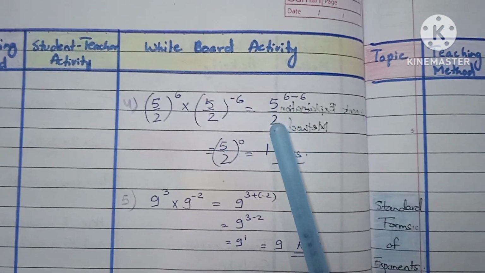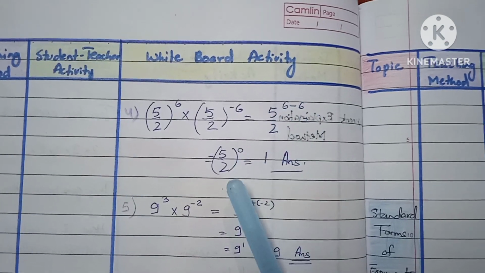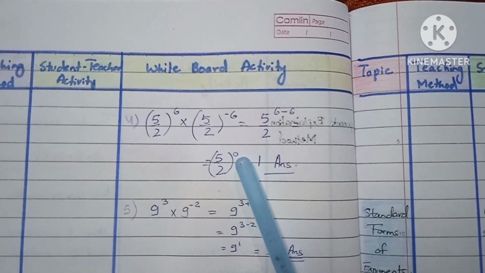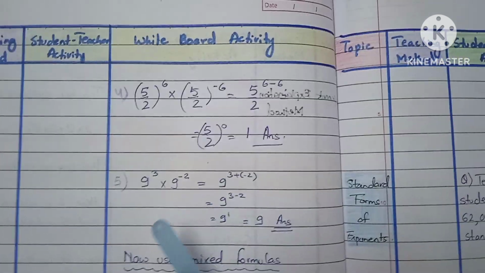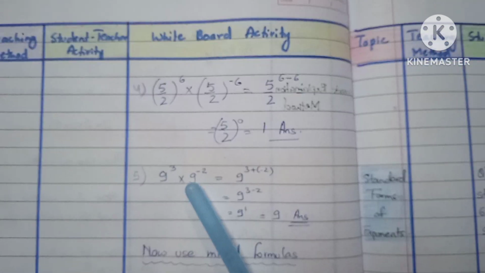When we add this, we get 5 by 2 raised to the power 6 minus 6, which is 0. And by the formula a raised to the power 0 is equal to 1, we get this equal to 1. Similarly, we solve this question.